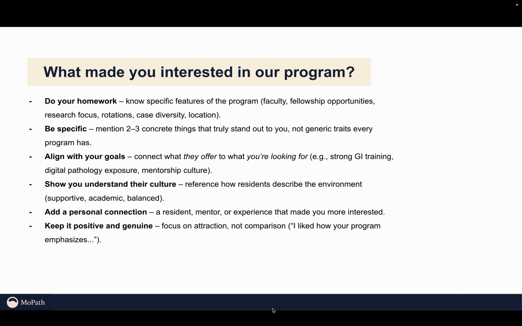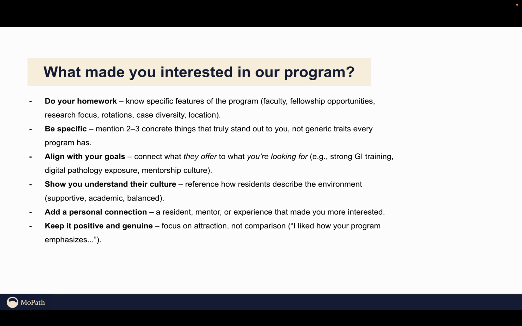I believe here you need to do your homework. You need to know specific features of this program, like reading more about the faculty, what kind of fellowship opportunities they offer, and whether they have any research or not. Also, you need to know more about their schedule, and the location, the city, and where exactly the hospital is. In answering this question, I would mention two to three things that truly stand out to you in this program, not just general stuff.